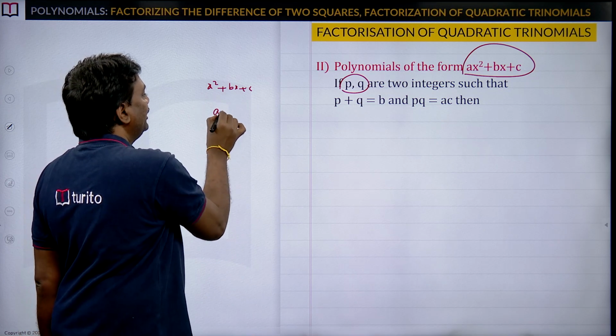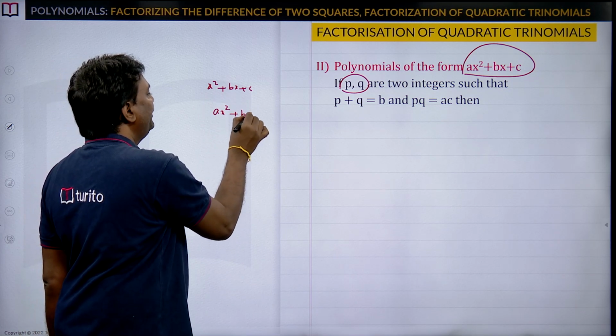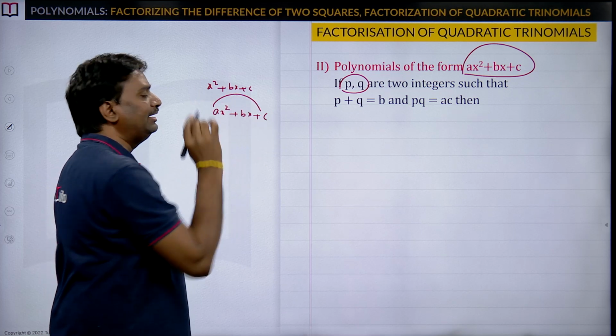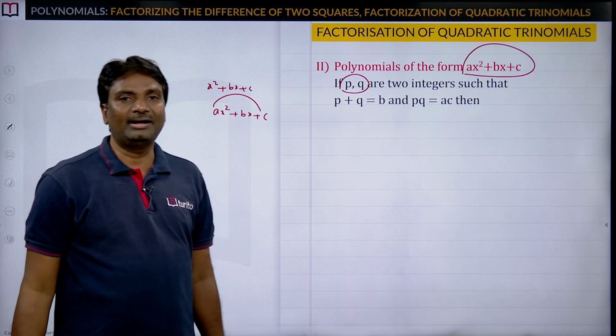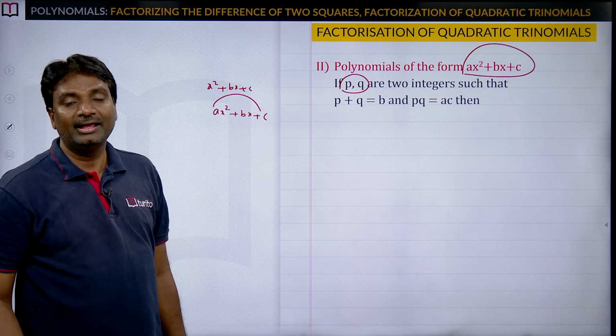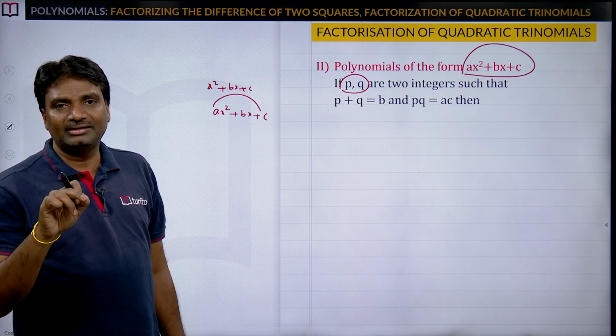So here, ax square plus bx plus c. Now you can multiply a and c, and you will get some number. Take the factors of that number.